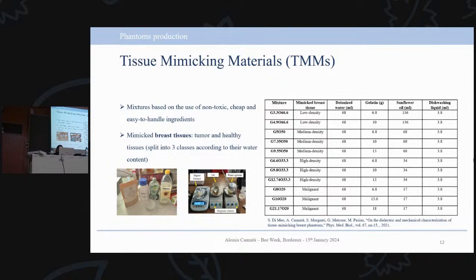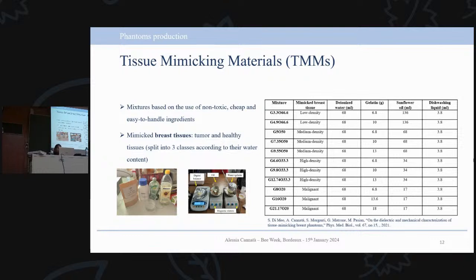We decided to split the healthy tissue category into three subgroups according to their water content, because the dielectric properties of the human breast tissues may vary a lot. So it would be convenient to split them into subcategories. So, sorry. These are the ingredients, and this is a photo of the production. So it is very easy to produce them.